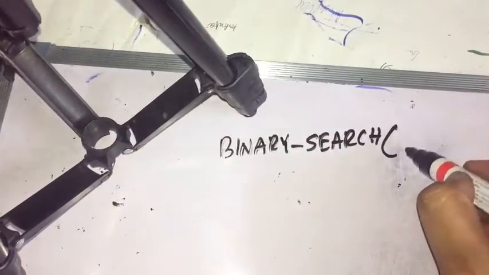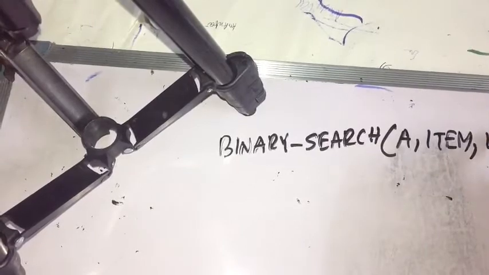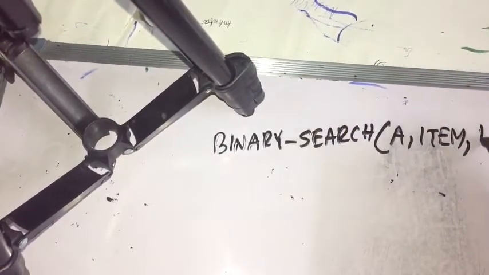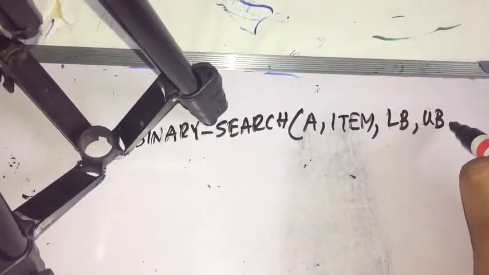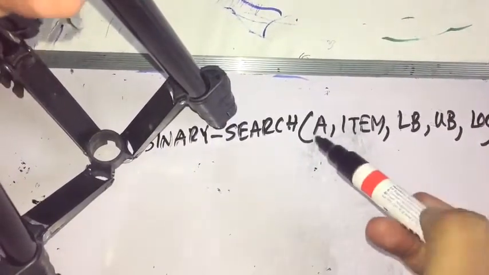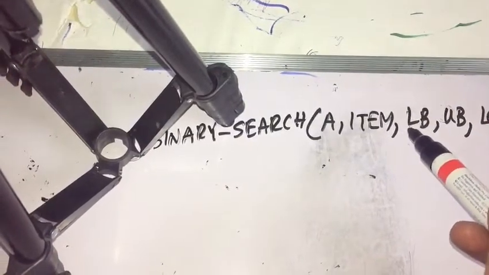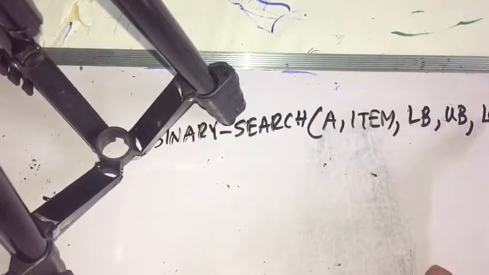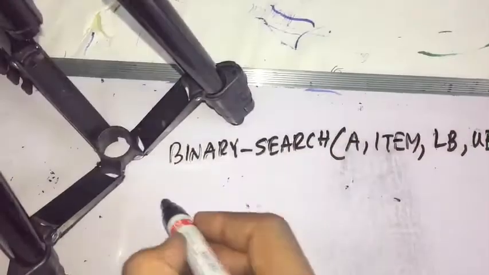And the parameters are A, item to be searched, LB, UB and LOC. A is the name of the array. LB is the lower bound; by default, lower bound starts from 0. UB is the upper bound, that is the maximum size of the list. LOC is the location of the element to be searched. So these are the parameters.